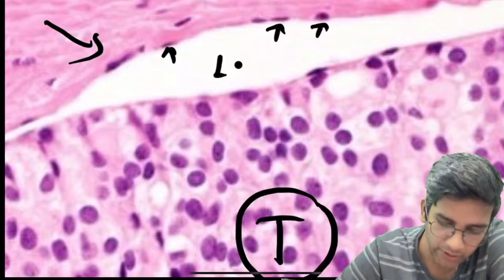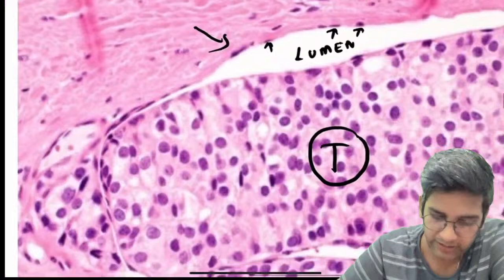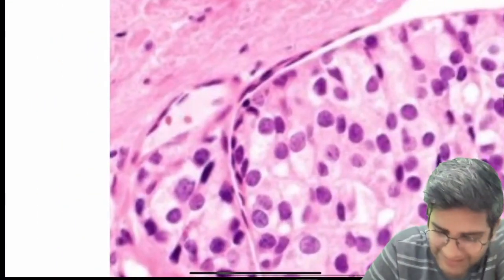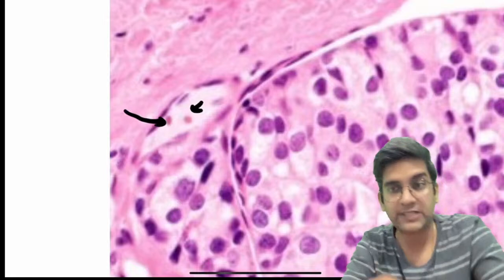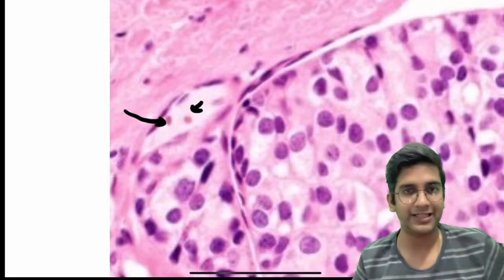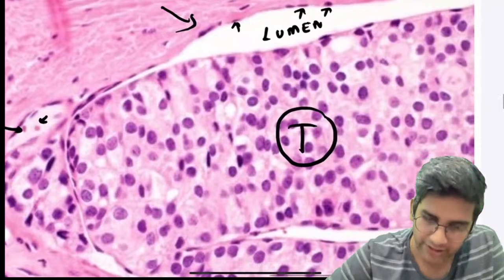This is my lumen. That's the endothelial cell. Let's go here. You can see a couple of tiny RBCs here. So I'm sure it's a vessel. That's my first thing. I have to make sure it's a vessel. The next thing is, this is a tumor. I'm going to look at the corners of the tumor.